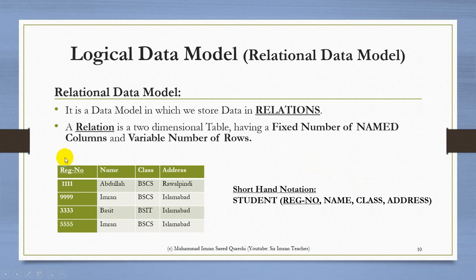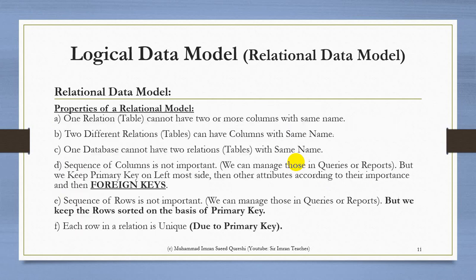So in the student table, if I have name, I can also have the name field or name column in the table of teacher. So the student table can have name, as well as the teacher's table can have the name, right? So this is something: two different tables can have columns with the same name.